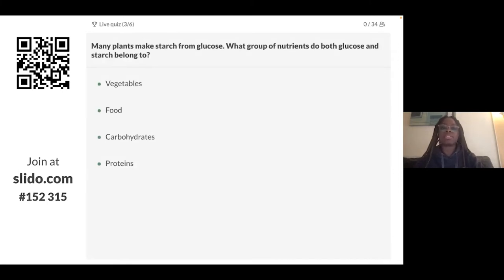Now we have many plants that make starch from glucose. So what group of nutrients do both glucose and starch belong to? So is it vegetables? Is it just food in general? Are they both carbohydrates or are they both proteins? So we need to think, which group of nutrients do glucose and starch belong to?